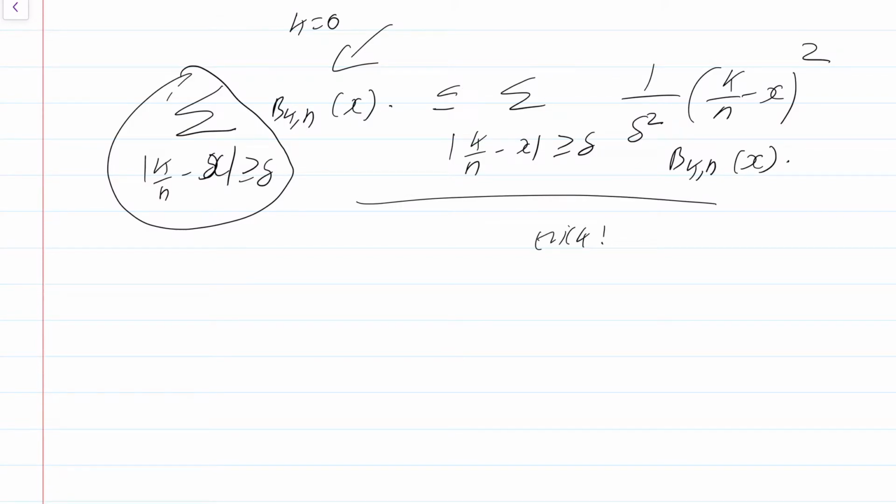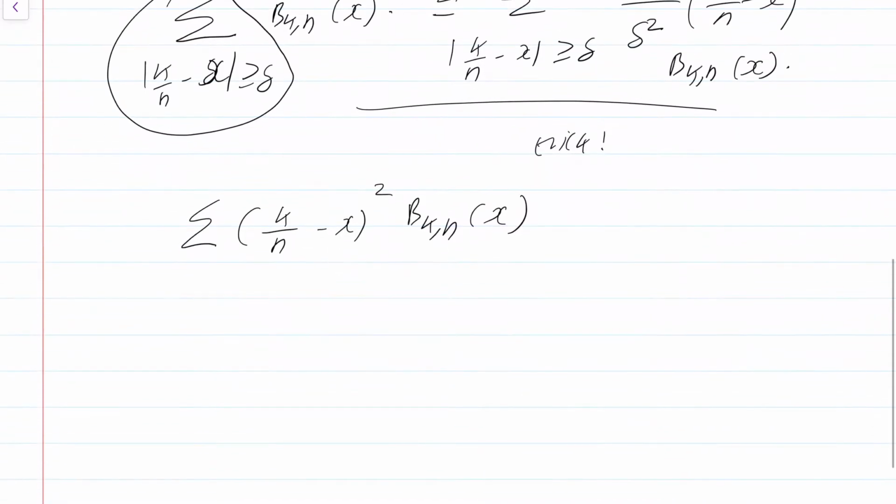Now we want to estimate the summation of (k/n - x)^2 b_{k,n}(x). This is what we have to do. So look at the summation k equals 0 to n of (k - nx)^2 b_{k,n}(x). Look at this quantity instead. Now from one of the identities involving the Bernstein polynomials that was left as an exercise to you last time, we can greatly simplify this.